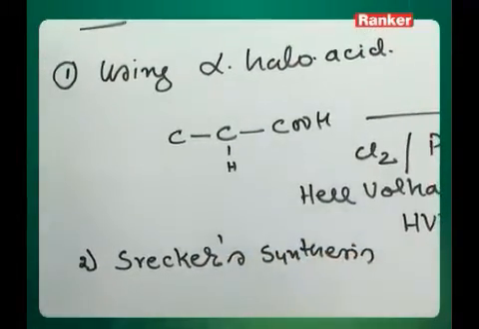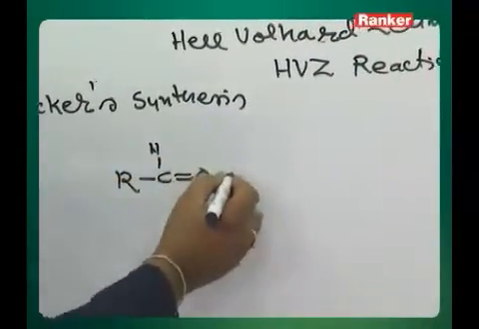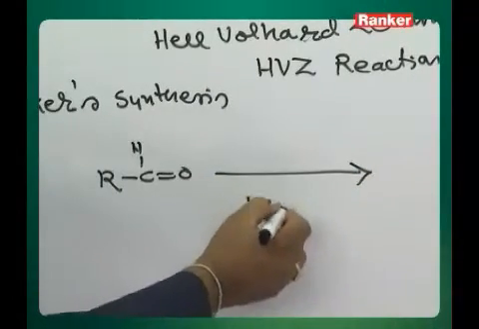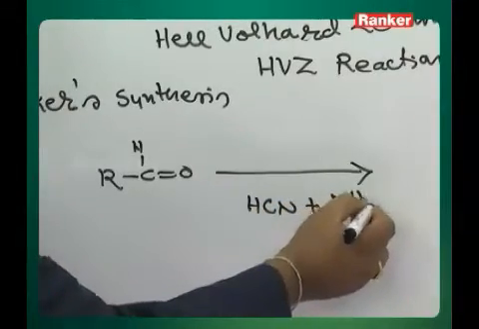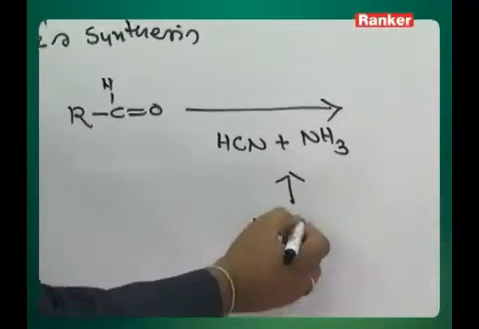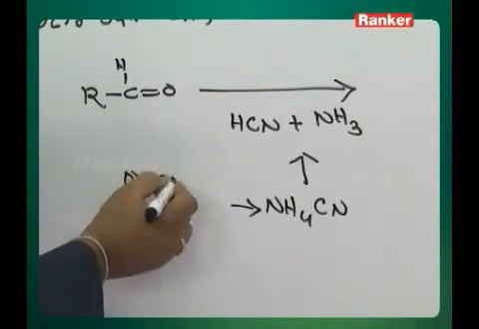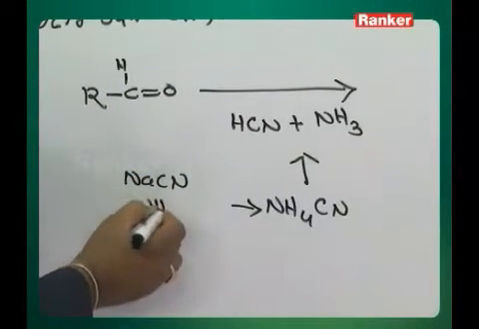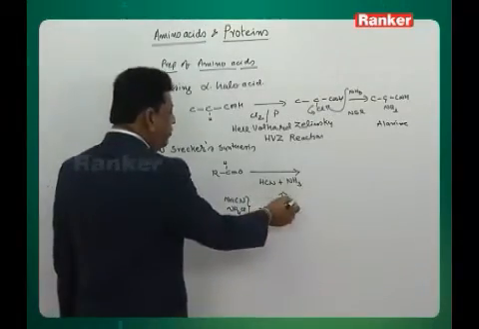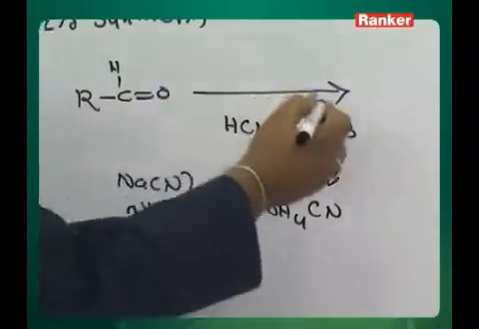In this synthesis, a carbonyl compound like an aldehyde is taken and treated with a mixture of HCN and ammonia. In fact, these two can be obtained from ammonium cyanide, which in turn we prepare from a combination of sodium cyanide and ammonium chloride. So these two will generate ammonium cyanide, which is in equilibrium with ammonia and HCN.